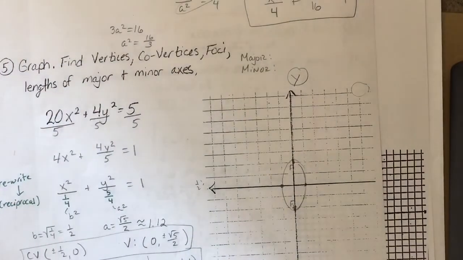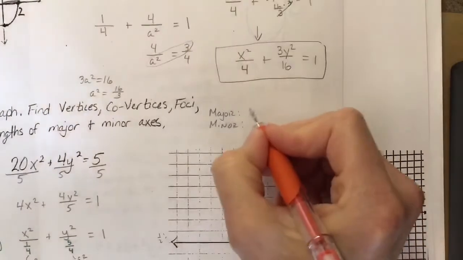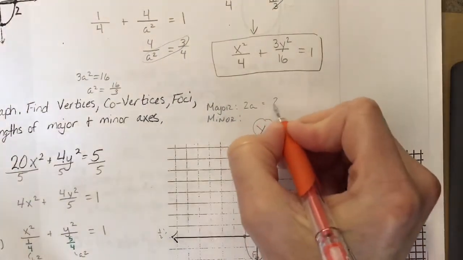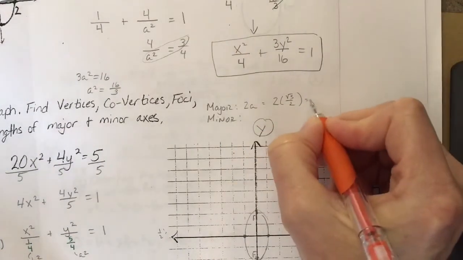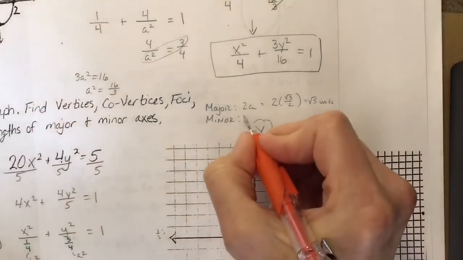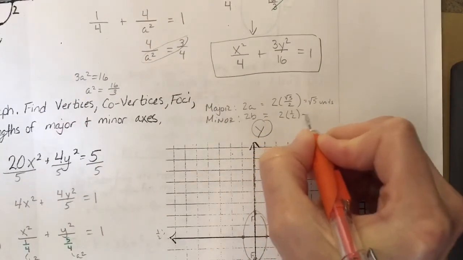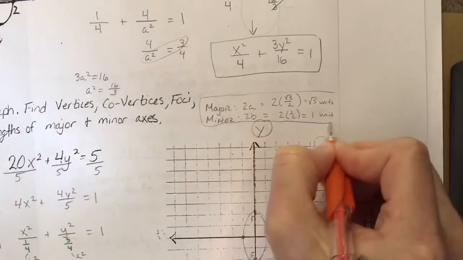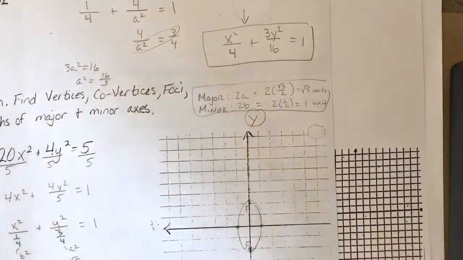And lastly, lengths of the major and minor axes. Major is twice a. A is square root of 5 over 2. The 2's cancel, square root of 5 units. The minor is twice b. So 2 times b, which is a half, and you get 1 unit. Interesting. Length of the minor, length of the major.